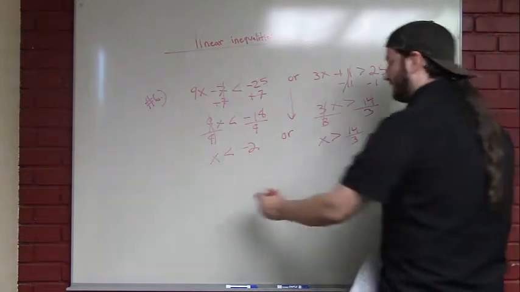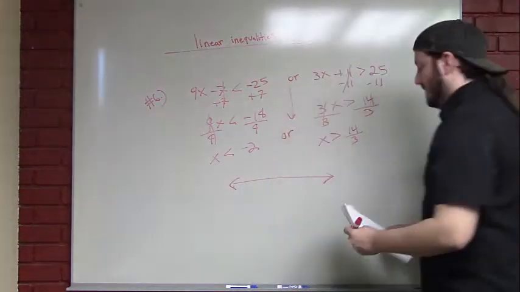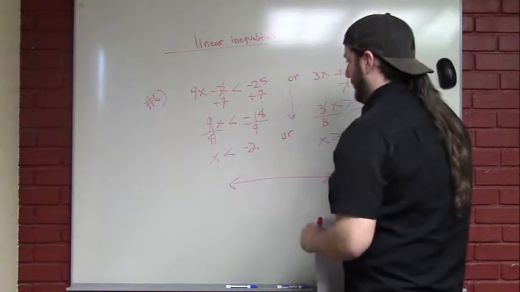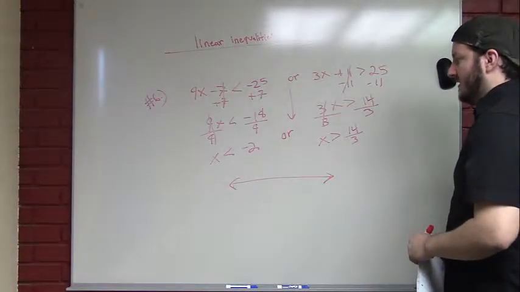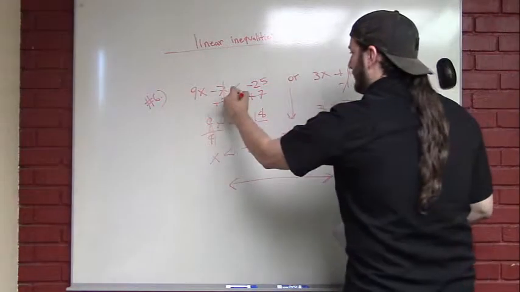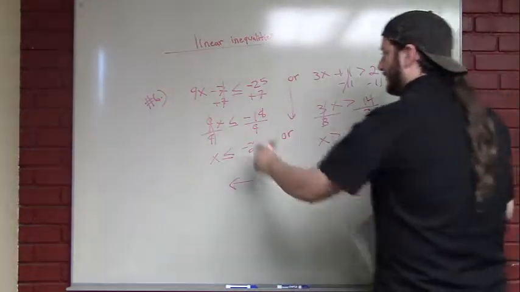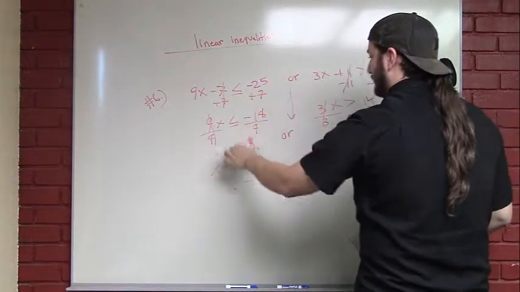Check it out. You draw your number line. Okay? Make sure I did this right. Cool. Let's make a little change. Let's just make this one equal to, just for variety here. We're going to make that less than or equal to, okay?